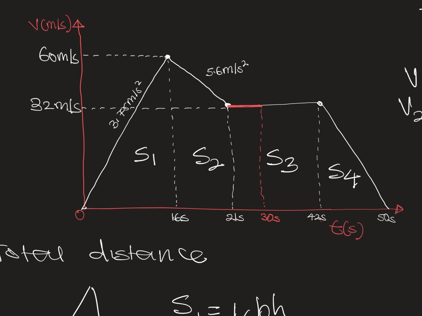Which means this period is 9 seconds. So I already know distance 1, I already know distance 2. It means I only need to know the distance traveled while the car was maintaining a steady velocity for 9 seconds. If you look at it, it looks like a rectangle sort of, where the base will be 9 and the height will be 32.